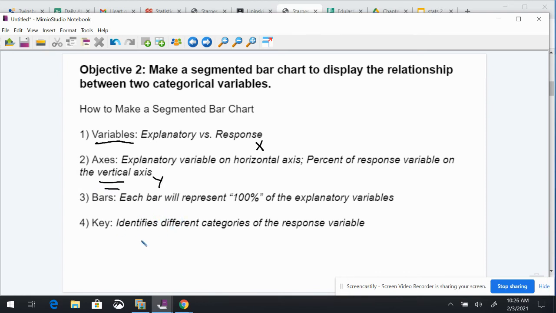Bars: each bar is going to represent 100% of the explanatory variable. The entire count is going to be included in those bars. And the key, you have to make sure you have a key. It identifies the different categories of the response variable. So again, make sure that we have an idea of what those four things are when we're looking at those variables.